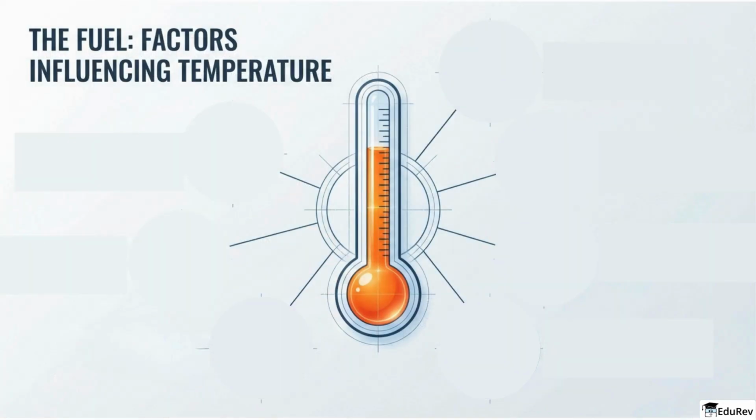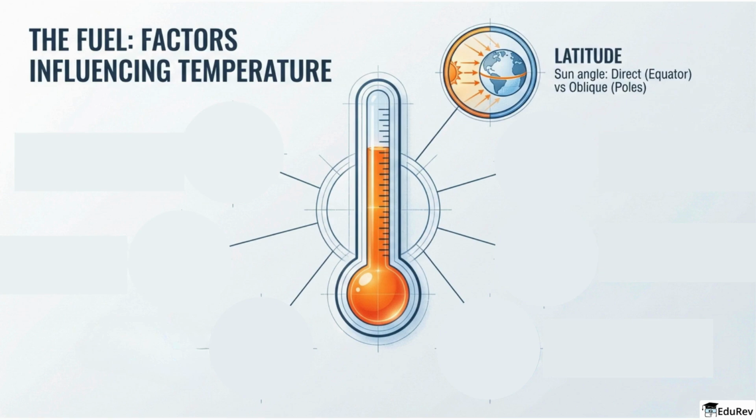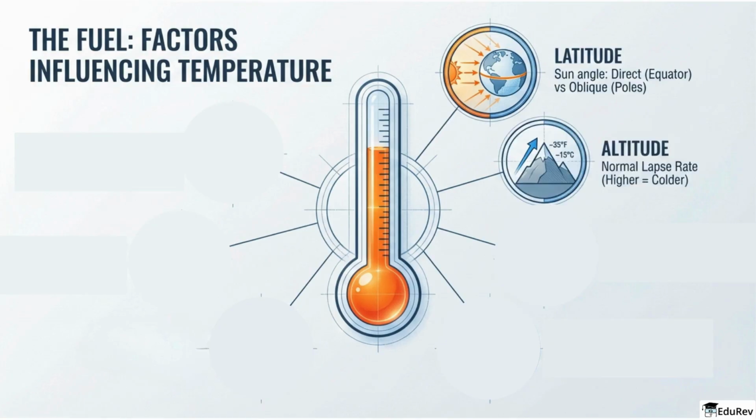Now move from layers to temperature on Earth. Temperature is never controlled by one factor. It's a bundle. Latitude matters because sun rays are direct near lower latitudes and oblique near higher latitudes. Direct rays concentrate energy. Oblique rays spread it. Altitude matters because of the lapse rate idea. Higher altitude usually means lower temperature.